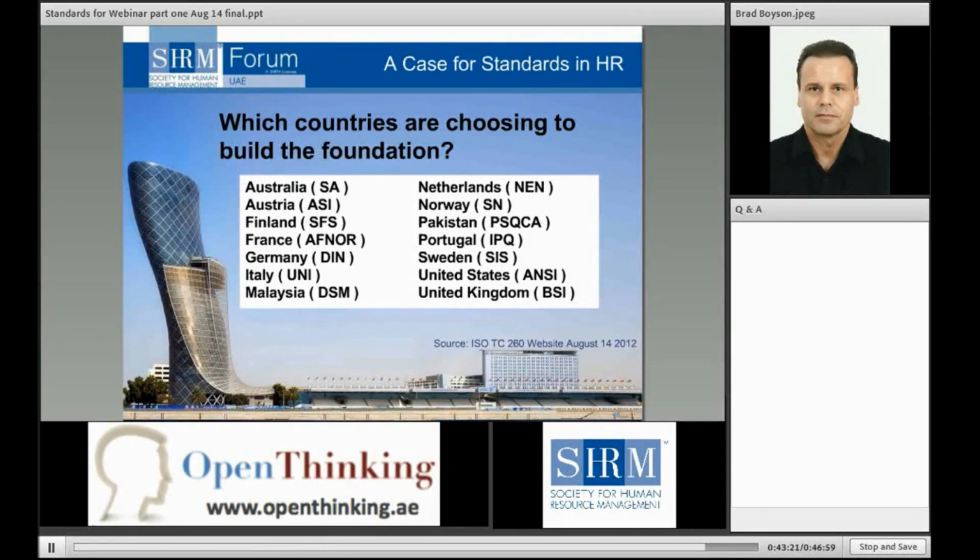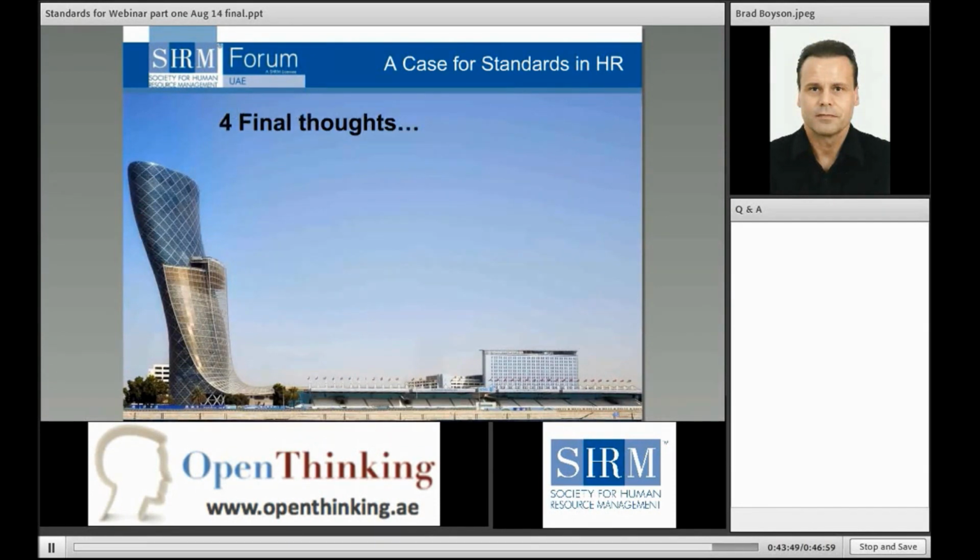This is a list of countries that are choosing to build the foundation of HR through the ISO standard project. There are 14 participating countries right now. I encourage all of you to look at this list and ask yourself, is my country of citizenship represented? If not, why not? This is your profession. It may even be your career. Are you being represented in this discussion?